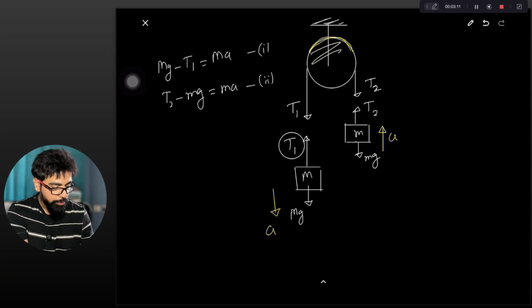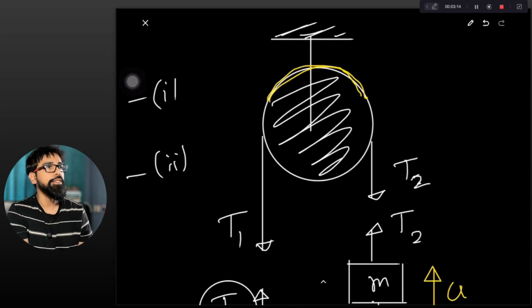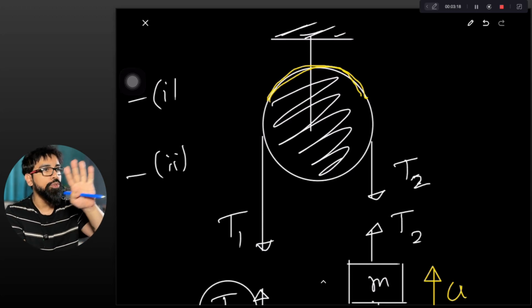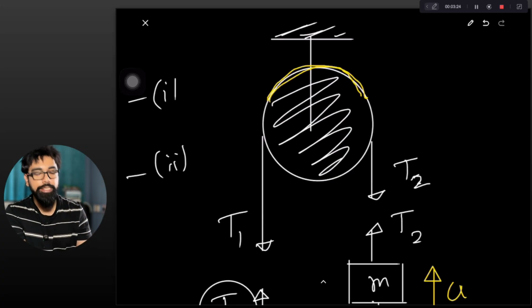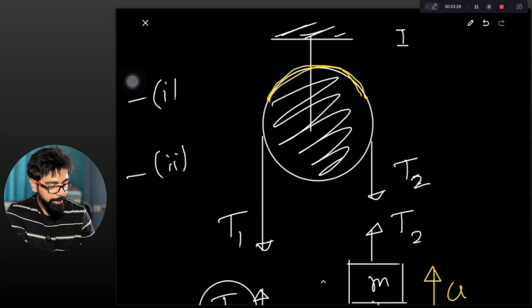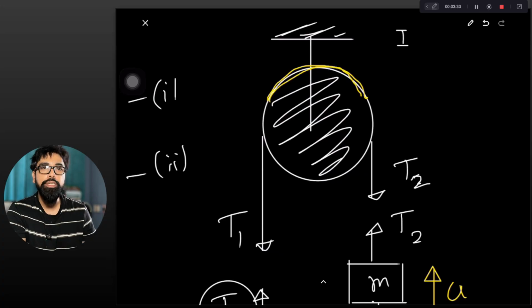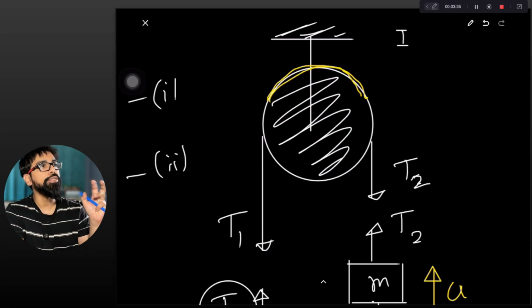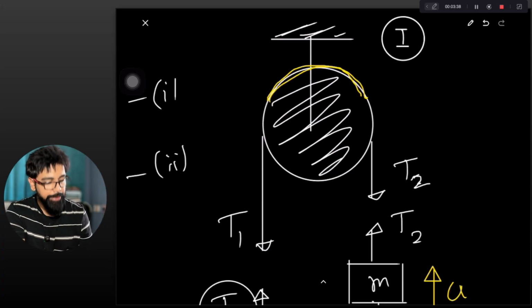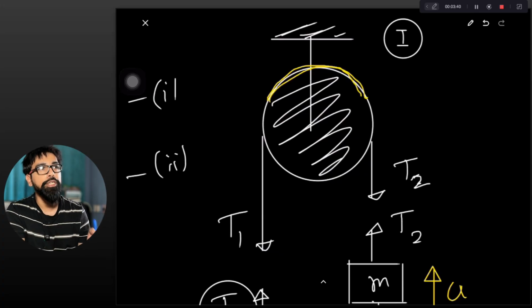Now see, because this pulley has mass, and it is completely filled, there is no hole, no orifice in that pulley, this pulley is as good as a disc. So I'll take this pulley as a disc. For the time being, we know that the moment of inertia of the disc about its center is MR square by 2, but we'll assume that value as capital I. So what is capital I? Capital I is the moment of inertia of this pulley about its center of mass.